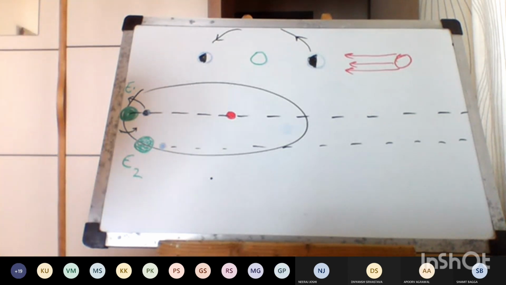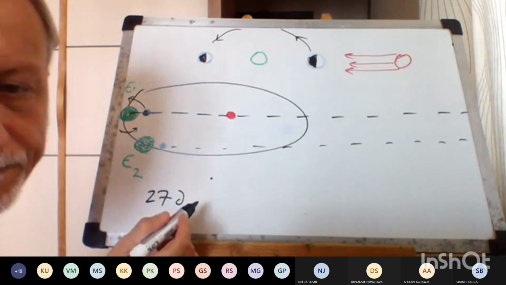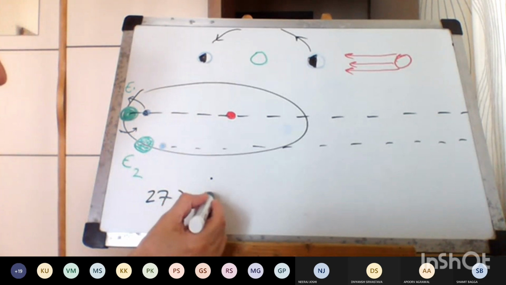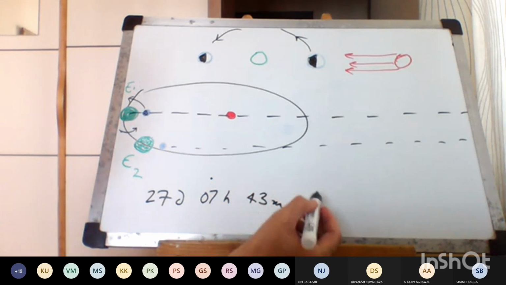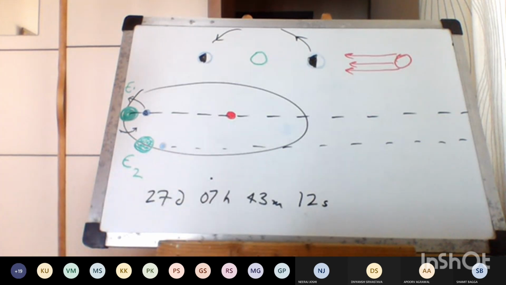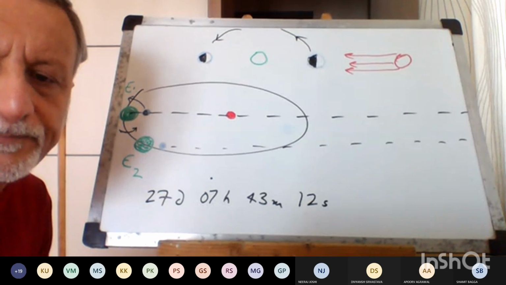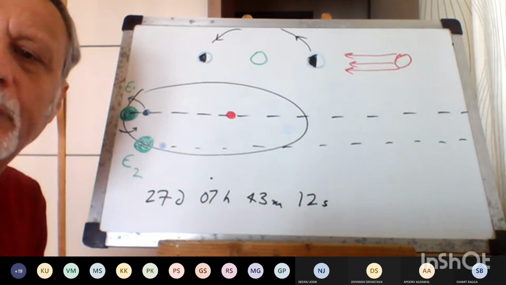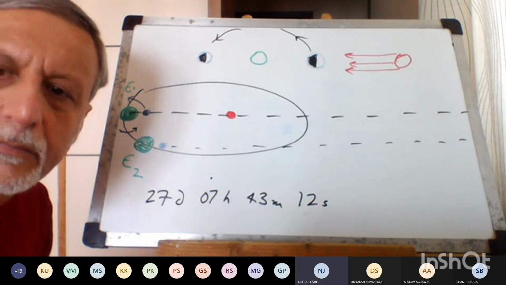This is called the sidereal period, which is 27 days, 7 hours, 43 minutes and 12 seconds. This is so very accurate. There cannot be a mistake in this. Am I clear on this point? Yes, sir.